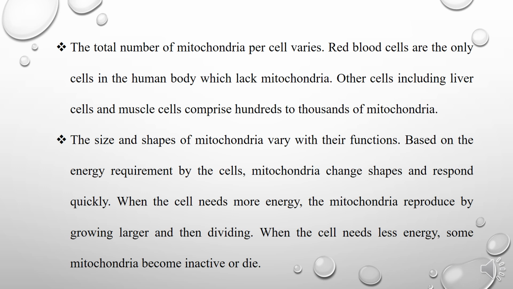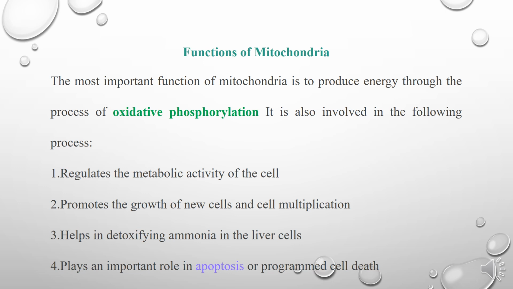The size and shapes of mitochondria vary with their functions. Based on the energy requirement of these cells, mitochondria change shapes and respond quickly according to the situations of the cell. When the cell needs more energy, the mitochondria reproduce by growing larger and then dividing. When the cell needs less energy, some mitochondria become inactive.